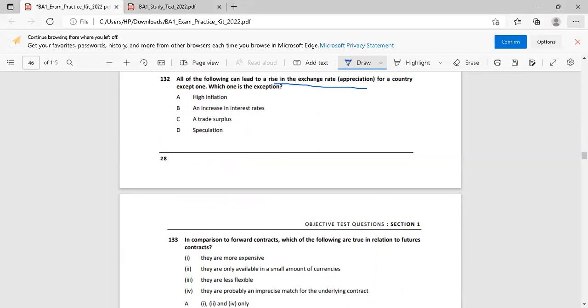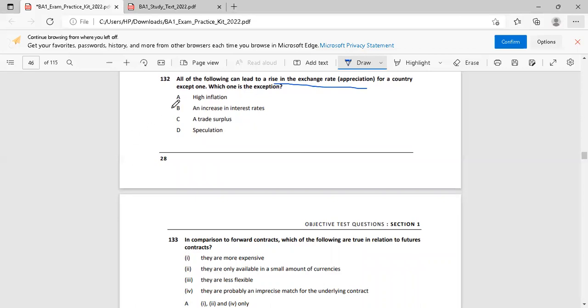In high inflation. When there is an increase in interest rates, the demand increases, the price also rises. Demand for foreign currencies, the foreign exchange rate, if that increases, then the exchange rate also appreciates. We don't want that option here. Which one is the exception? So we are looking at the high inflation rate. There is no such thing about the rise in the price of the exchange rate.